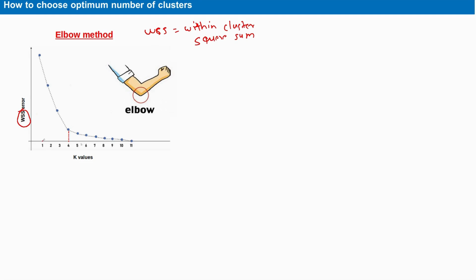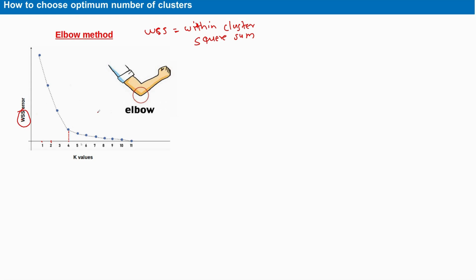With respect to each number of clusters, for example, first we will go with the number of clusters 1, and we need to find this WSS error and plot it here. Then again we need to move on and keep the number of clusters at 2. Whatever two clusters are created by the K-means clustering algorithm, with respect to that, again we need to find out this WSS error. So like that we need to do.